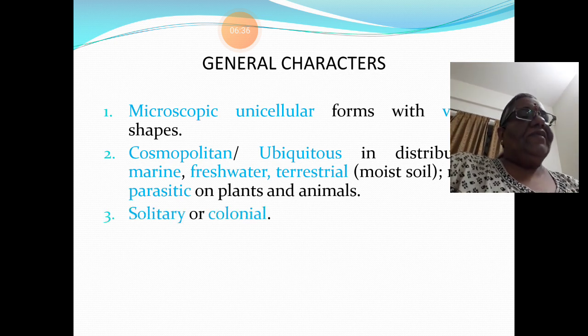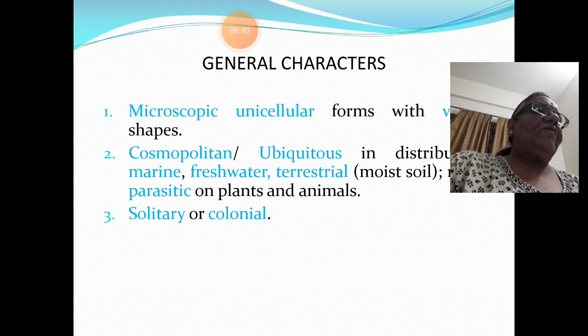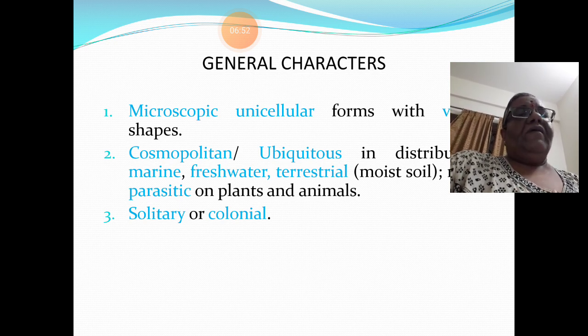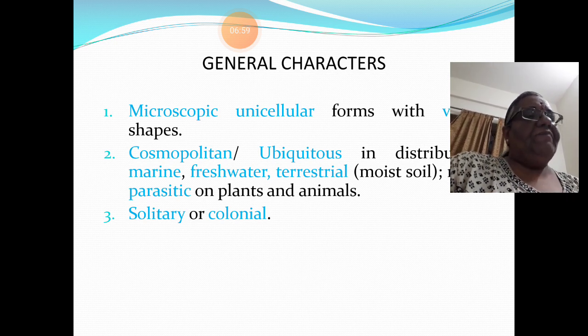Then, the third character is they are either solitary or colonial. That means they live singly or they live in groups. Amoeba is the best example for a solitary protozoan. Volvox, which is an alga, is the best example for colonial forms.